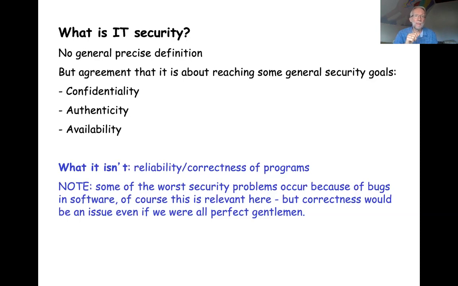There are bugs. And that's relevant, of course, but the point is, even if we lived in some imaginary world where we were all perfect gentlemen, no one was trying to attack anyone, correctness of software would still be an issue we had to worry about. And conversely, even if all our software worked perfectly correctly, we would still have to worry about attacks on systems in real life. So those issues really are different.